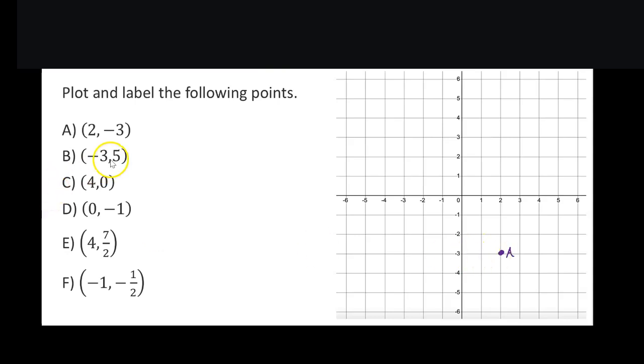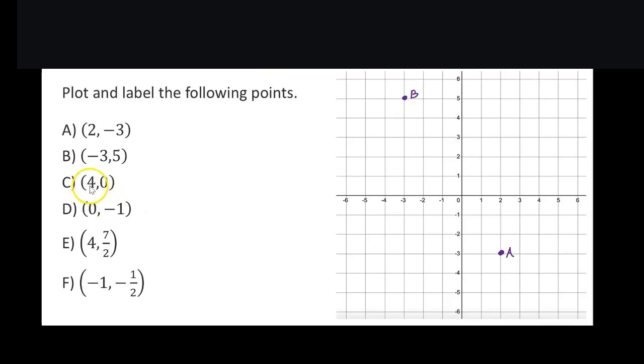Let's go ahead and try another one. Here we have -3, 5. So we start at the origin, and the -3 indicates we're going to move to the left 3 units, and the +5 means that from there we're going to move up 5 units. So we're going to go ahead and label that coordinate point and call it B.